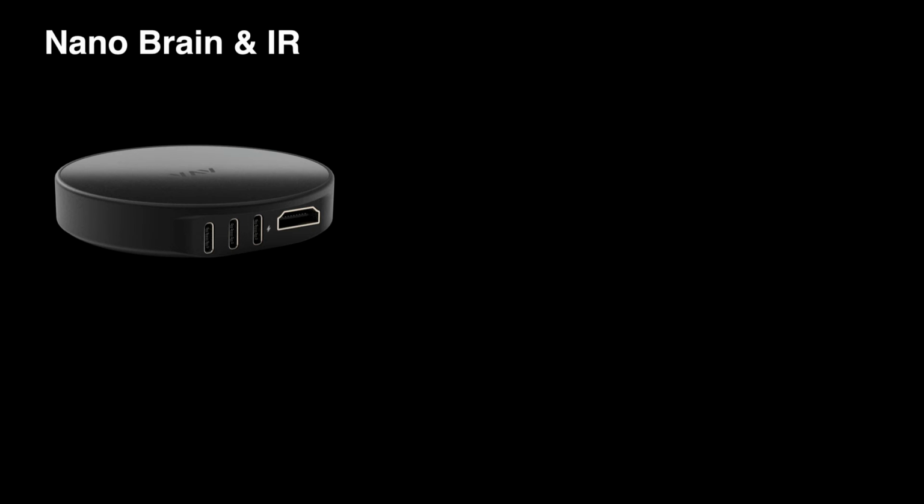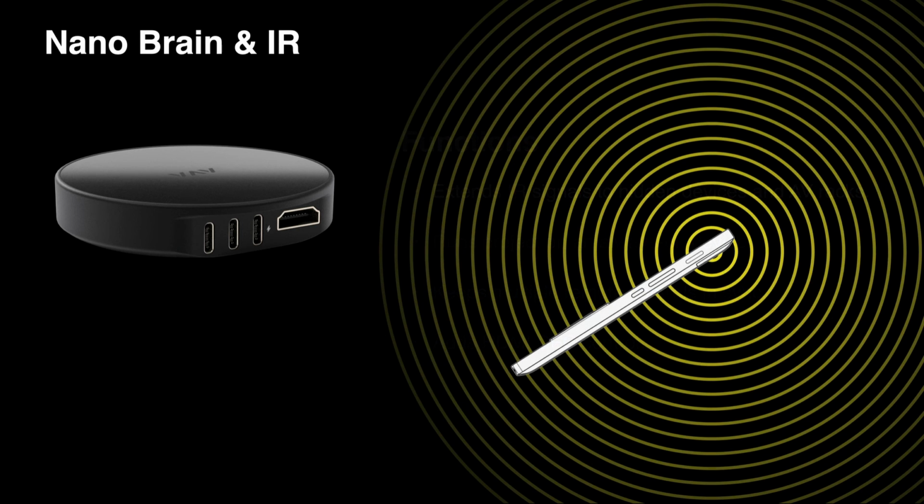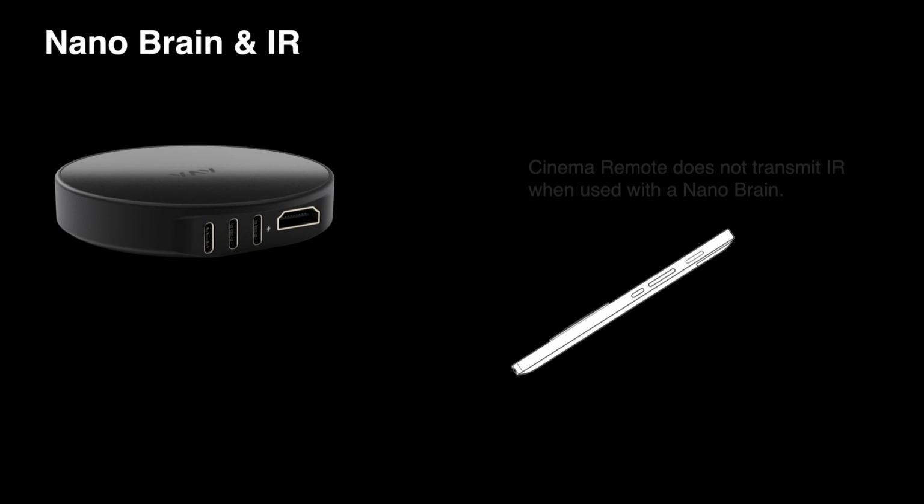Use the Nano Brain when you need to get IR to places the remote cannot reach. Blasting IR, especially to hidden devices in racks and behind large screens, is one of the several functions of the AVA Nano Brain. It has a 360-degree IR blaster, so you can co-locate it with concealed devices or racked equipment that needs IR control. An important design consideration is that when you use a Nano Brain, the remote does not emit IR. IR either comes from a standalone remote or from the AVA Nano Brain, not both. This might change in future software updates.